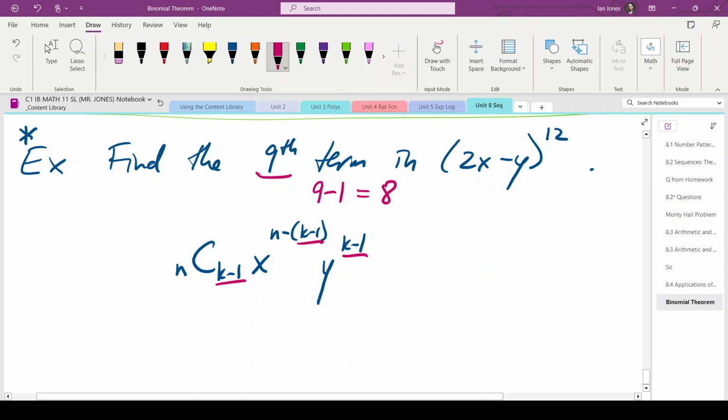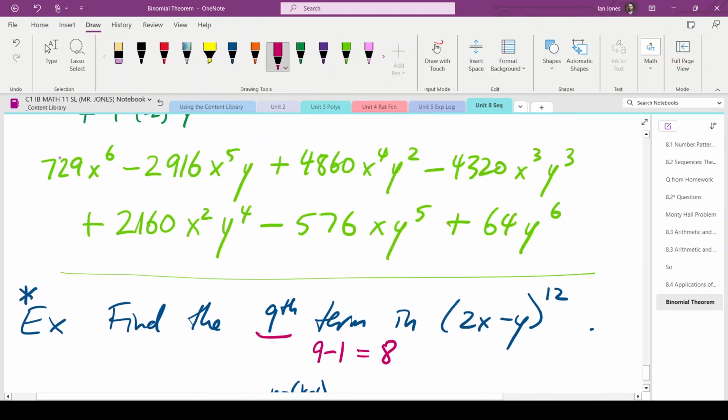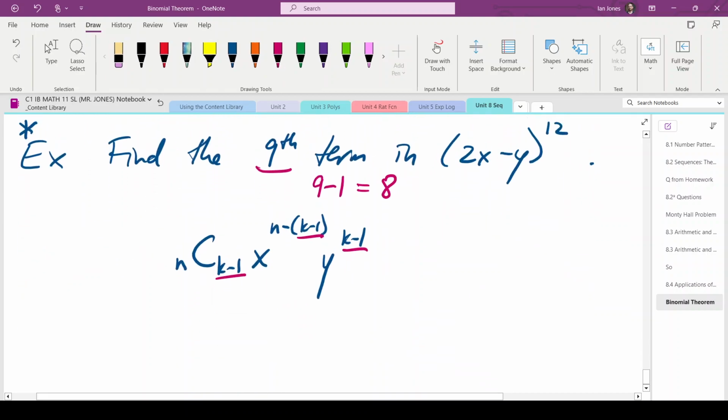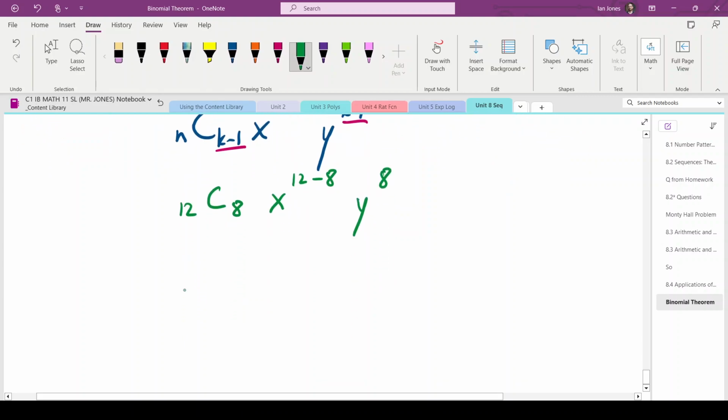Again, this is just an adjustment, as we discussed in the last video, so that we can call the very first term here the first term and not the 0th term. Okay, that's all this is doing. So I'm going to get 12 choose 8 x to the 12 minus 8 y to the 8. Very, very simple once I've written it this way. So my exponents, I've already done them. I just need 12 choose 8.